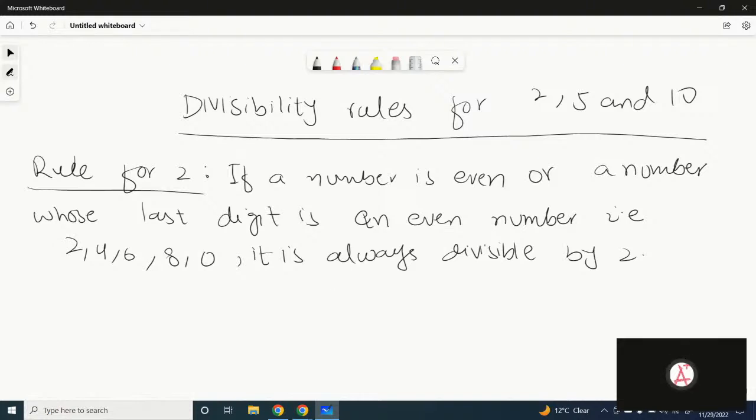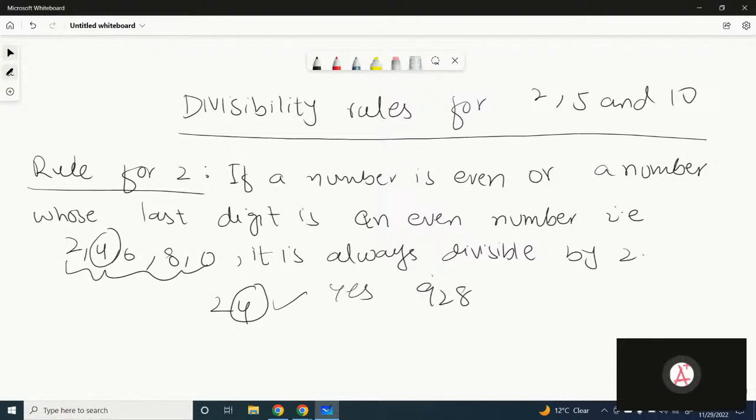For example, you have a number 24. Got it? Just look at the last digit. The last digit means the ones digit. It is 4. Here you have a 4 in the list. 4 is an even number. Got it? That means yes, 24 is divisible by 2. Got it? Let's do another example.